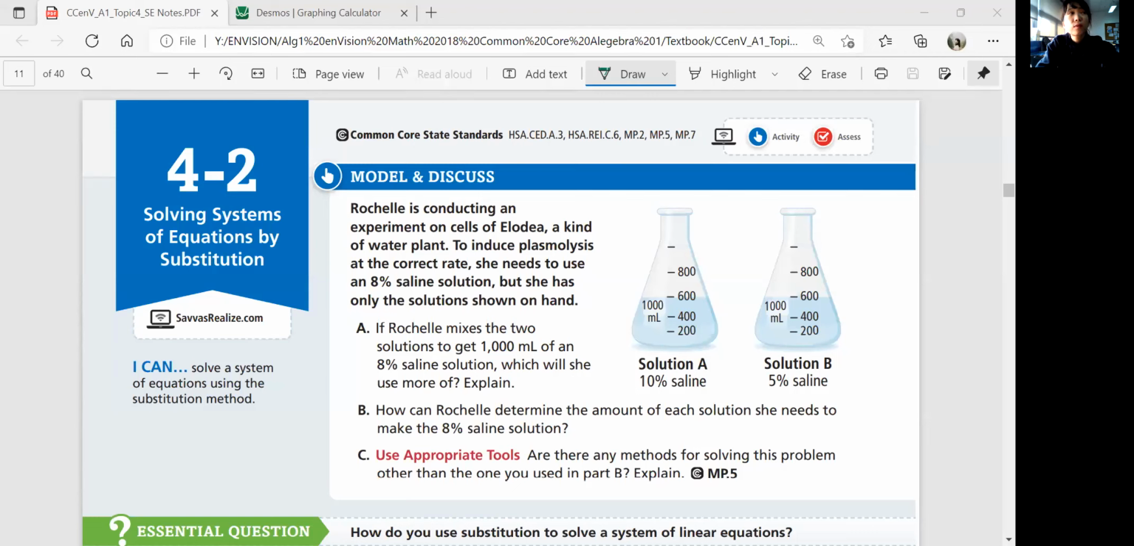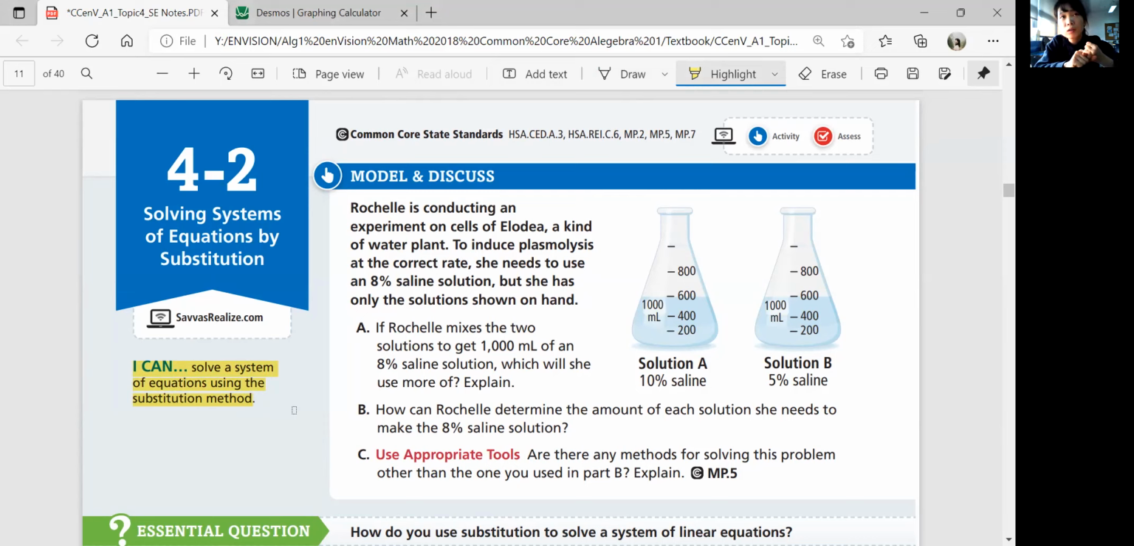So this is 4-2, solving systems of equations by substitution. In this lesson, we'll be able to solve a system of equations using the substitution method. Last lesson we learned how to solve a system of equations by graphing, and there were one solution, infinitely many solutions, and no solutions. Today, we're going to look at the same thing, but with a different method: substitution.